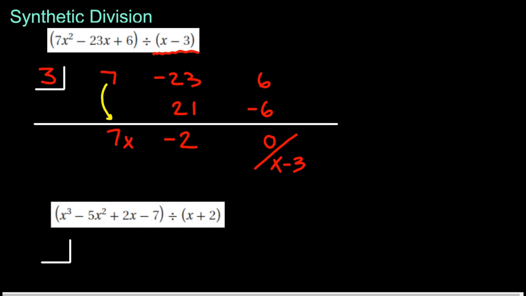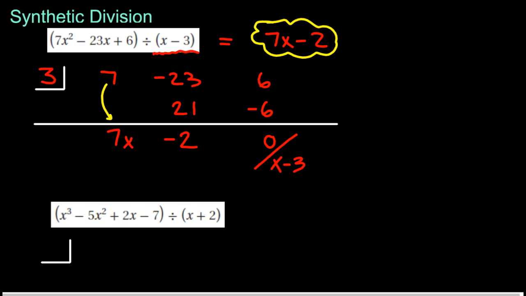So that's your quotient right there. We took a quadratic divided by a linear, and our answer was a linear. So that is equal to 7x minus 2 with a remainder of 0, so we don't write the remainder in. It's kind of slick, eh?